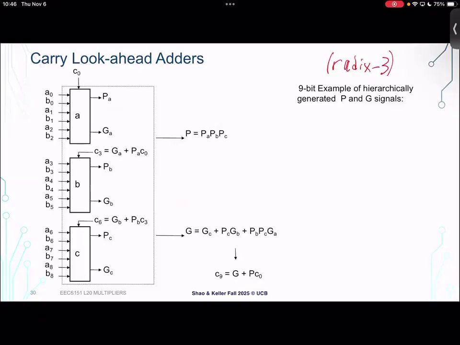So for this radix 3 carry look ahead adder design, we calculate based on the first 3 bits a group propagate and a group generate, which we call PA and GA. And then a group propagate and a group generate for the second 3 bits. Group propagate, a group generate for the third 3 bits.